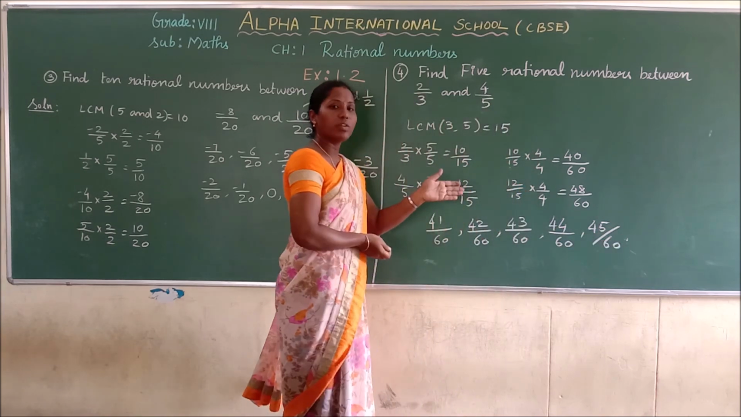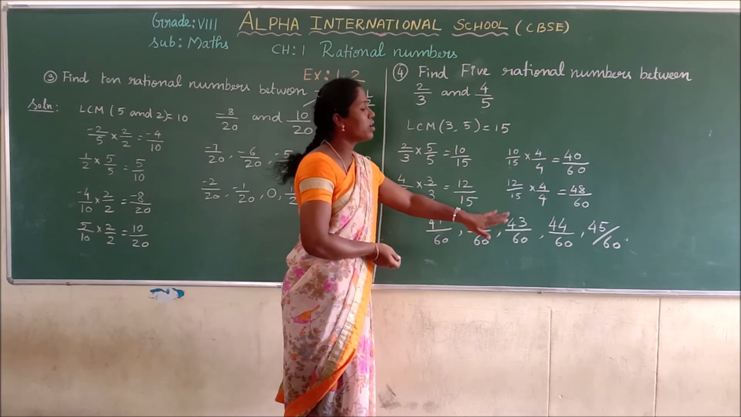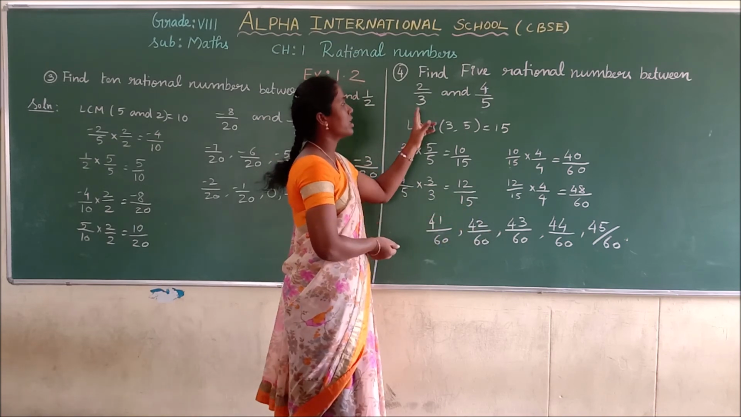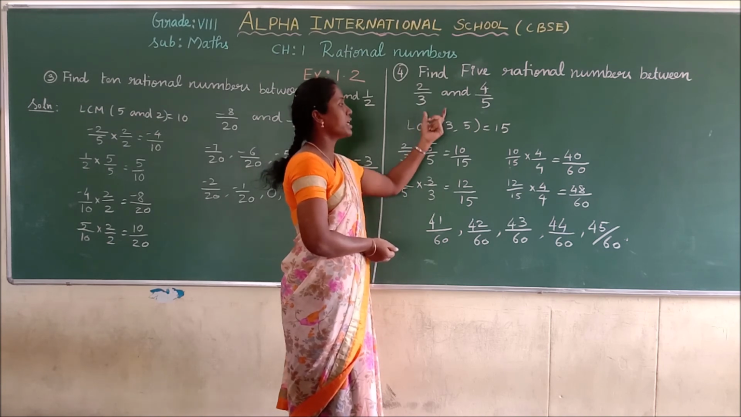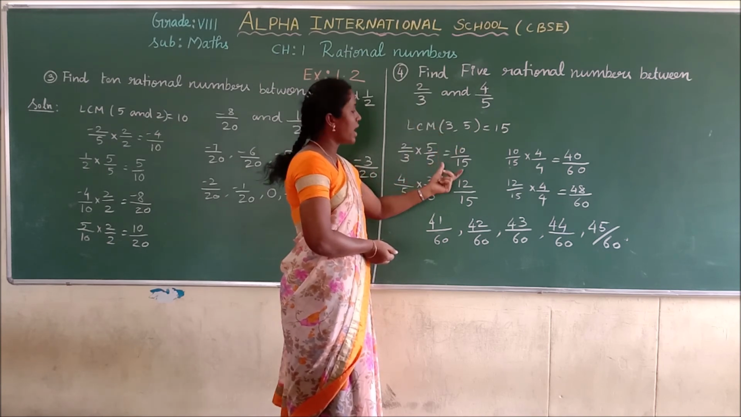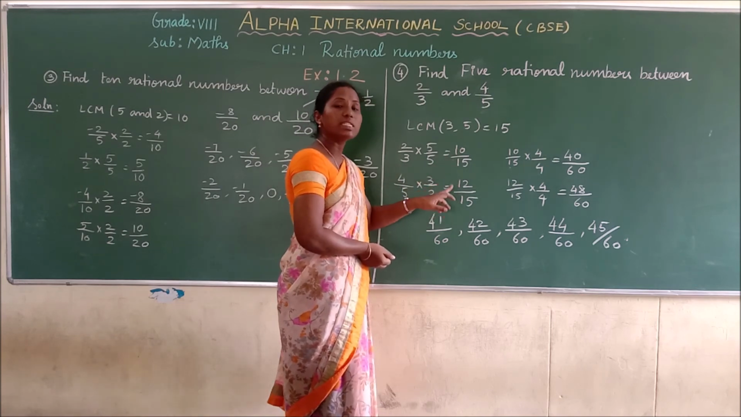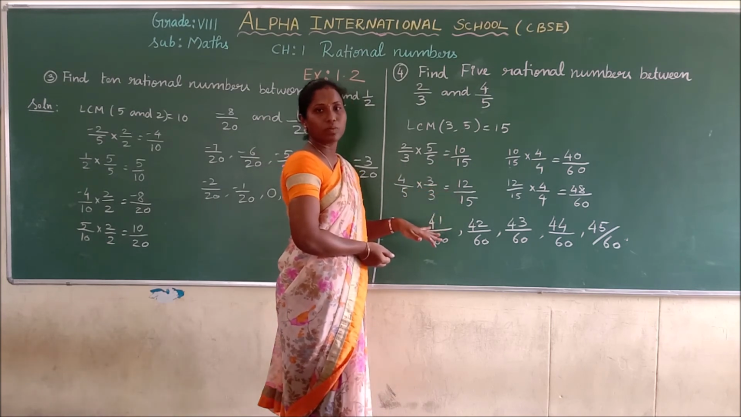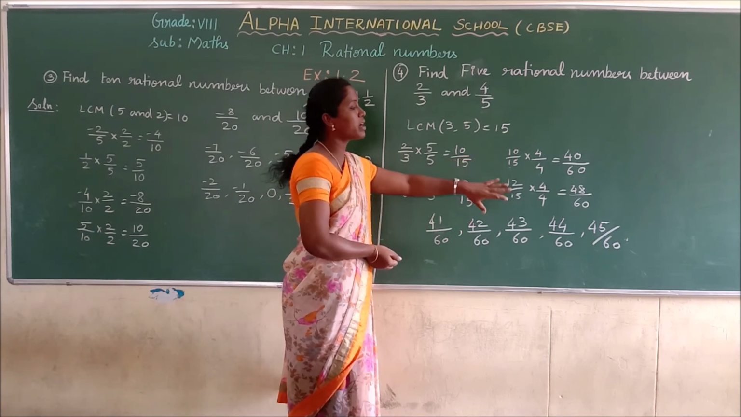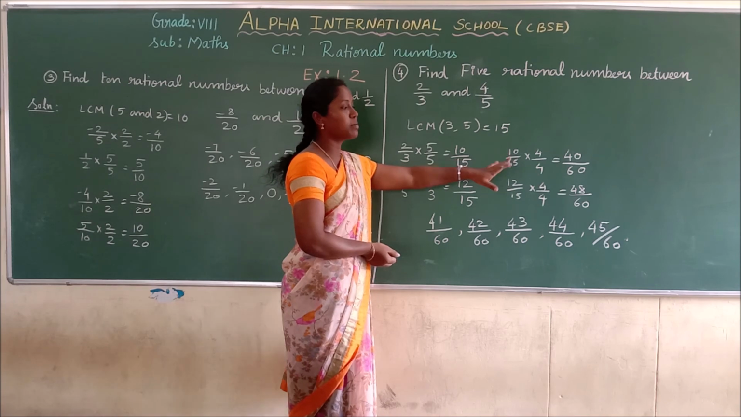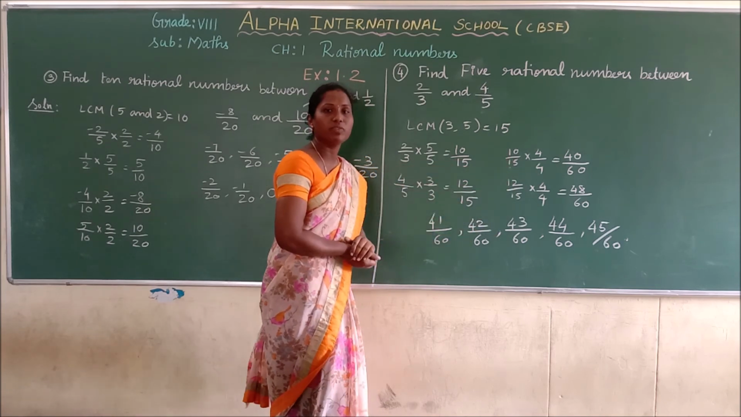They are asking only 5 rational numbers, so we have written 5 rational numbers between the given 2 rational numbers. We are using the same method only: take the LCM of the denominators and equalize the denominators. If you want to simplify these numbers, you can simplify and do the problem also. Here I did without simplifying, so I am multiplying and dividing by 4, we are getting some interval between the numbers, and we are choosing 5 rational numbers in the interval.